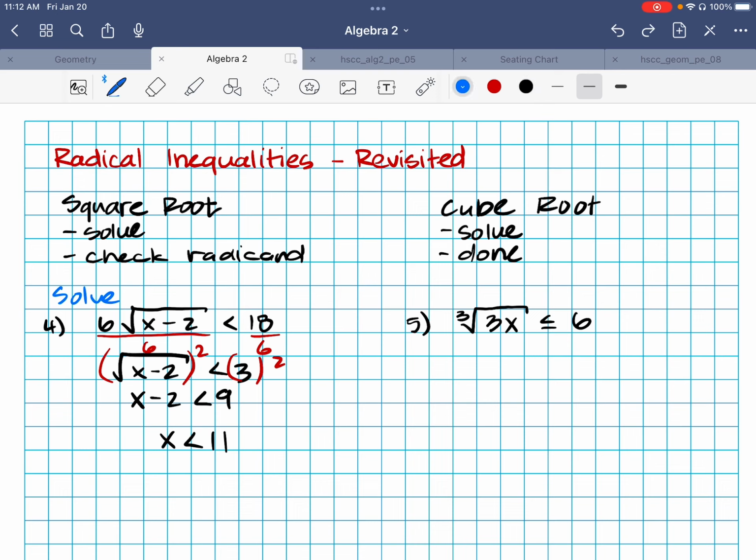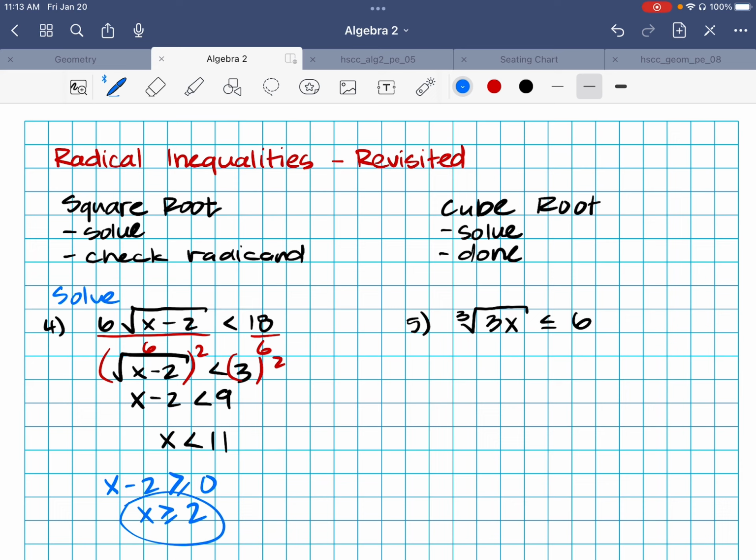Now, the radicand has a limitation. The radicand in a square root is not allowed to be negative. That means it must be greater than or equal to 0. Now, that in turn is going to be something we can solve, where we know that our values must be greater than or equal to 2. So while we got a solution of numbers less than 11, our radicand restricts numbers that are not greater than or equal to 2. So our solutions must be greater than or equal to 2 because of the radicand.